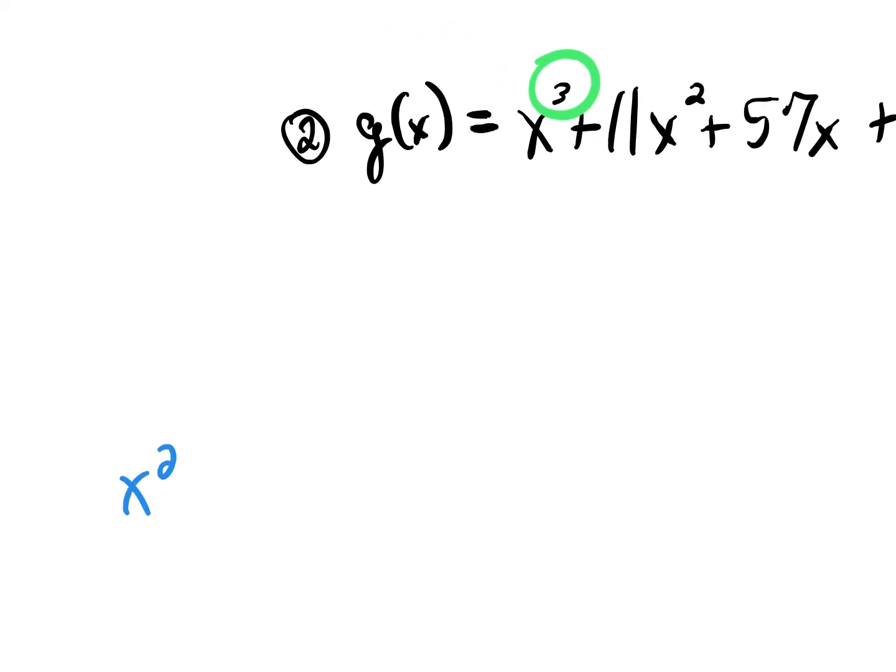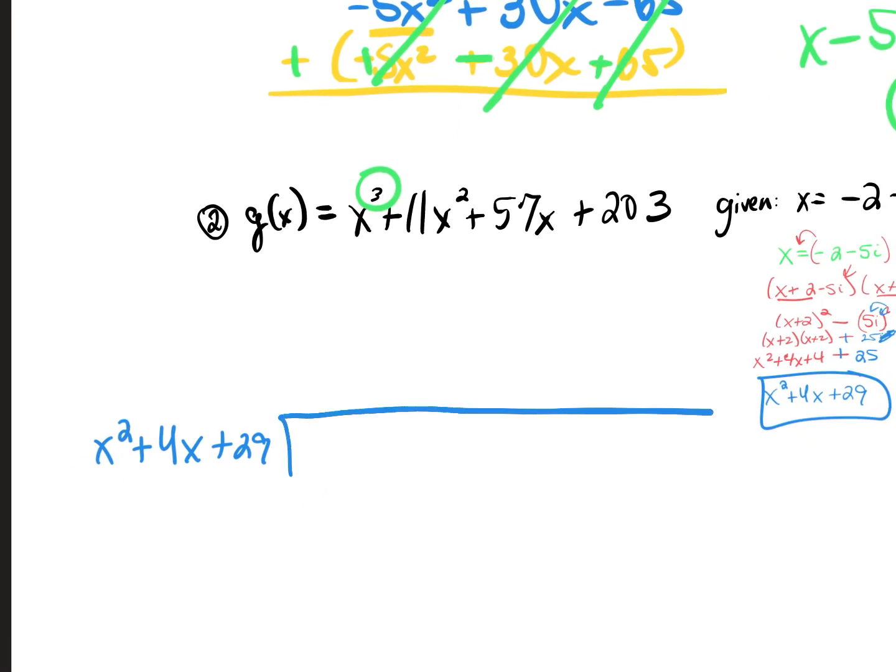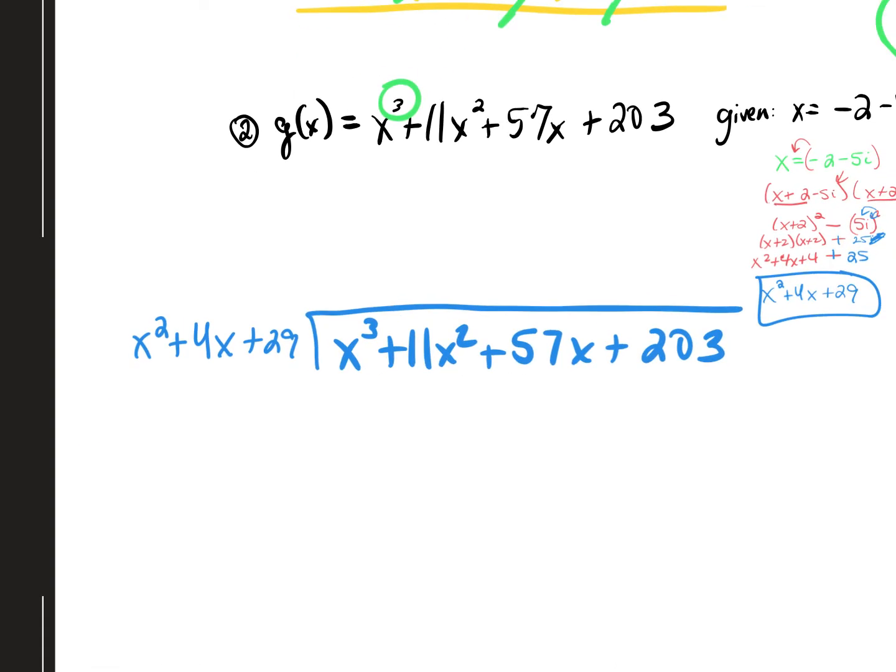I have x squared plus 4x plus 29. And we are going to divide into x cubed plus 11x squared plus 57x plus 203. Now again, make sure you don't have any gaps. Everything's accounted for. You're good to go. So x squared into x cubed. Well, x squared times what gives me x cubed? It's going to be just an x.